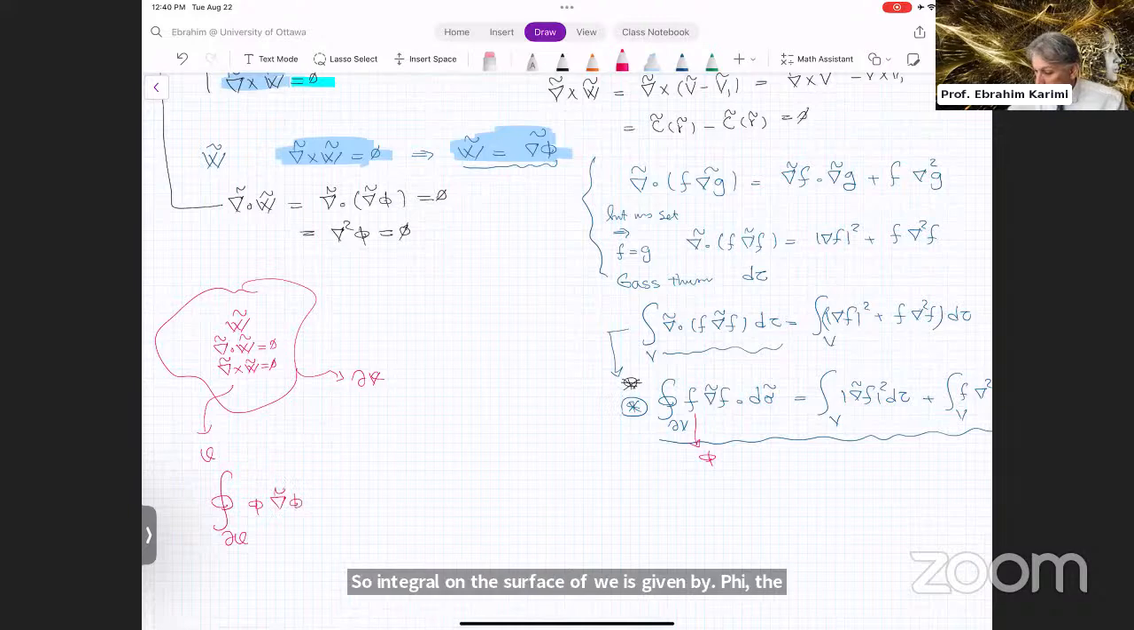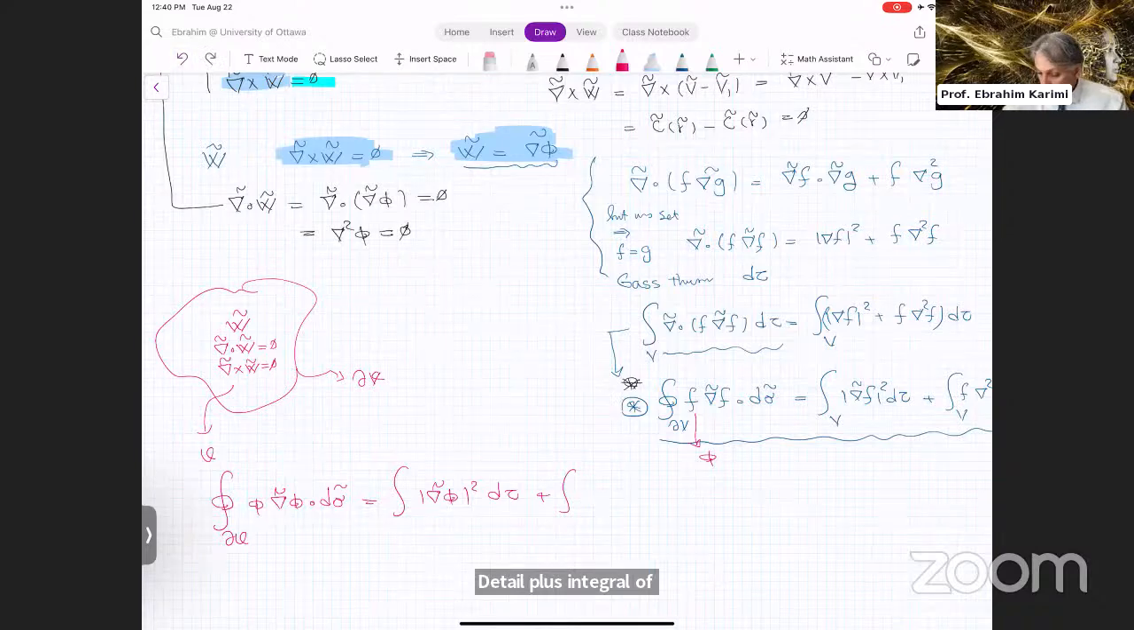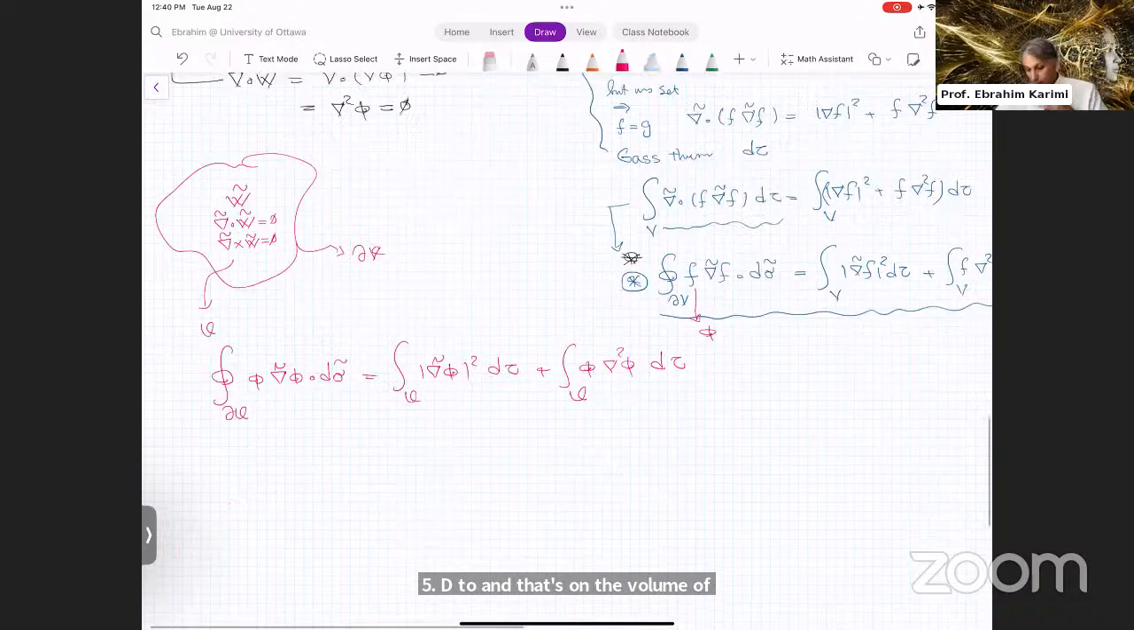So the integral on the surface of V of phi, gradient of phi dot d sigma, is equal to the integral of the magnitude of gradient of phi squared d tau, plus the integral of phi Laplacian of phi d tau, and that's on the volume of V. Good.